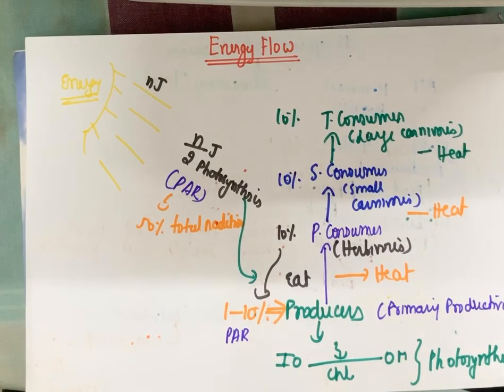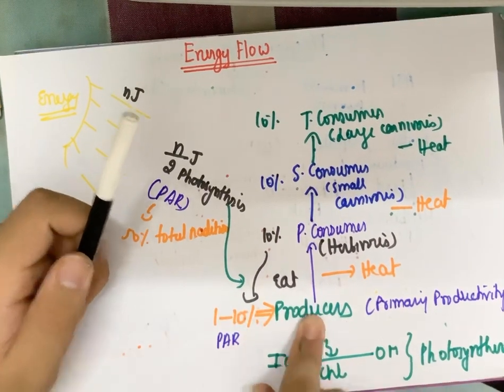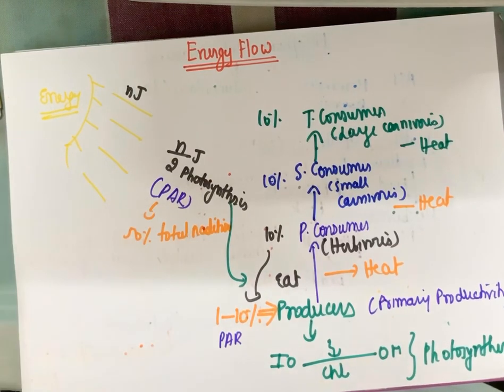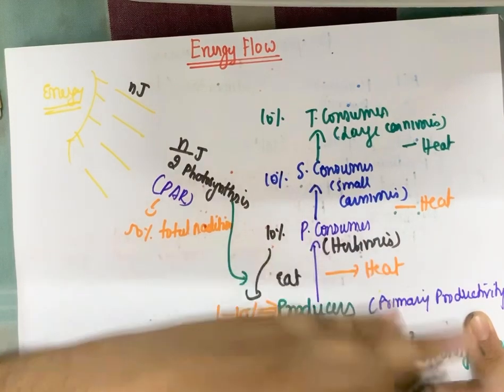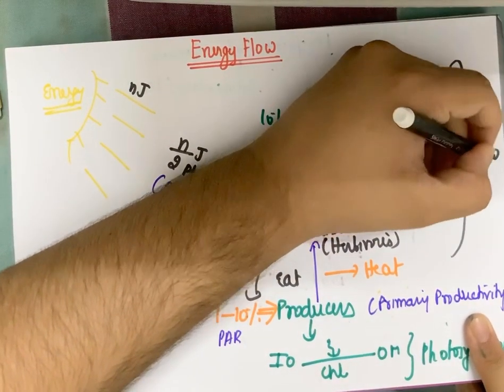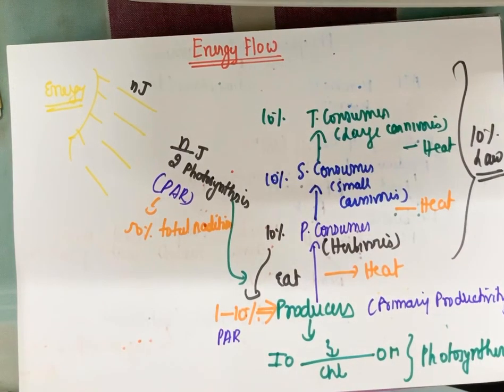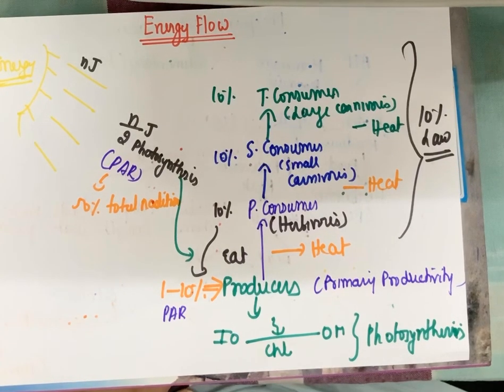So what I can generalize from this information is that once the producers get 1 to 10% of the photosynthetically active radiation, the energy will flow from one trophic level to the other, from the lower trophic level to the higher trophic level, following a 10% law, which states that from successive lower trophic level to the next higher trophic level, 10% of the energy will get flown, and the rest of the energy may be used by the lower trophic level or will be lost to the environment as heat. This is your 10% law.